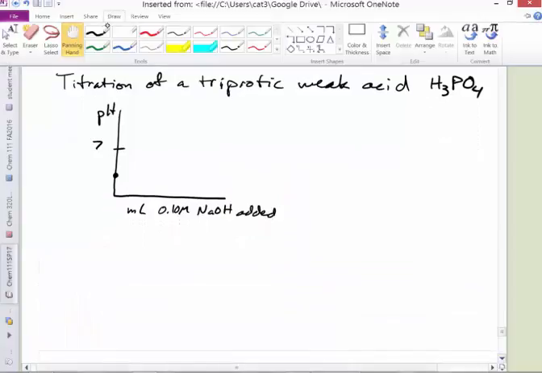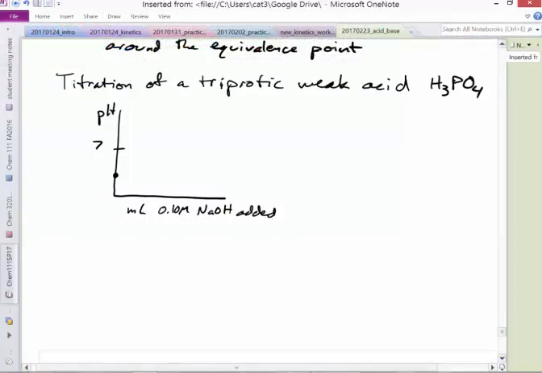Can you guess how many equivalence points those should be? Yeah, 3. You'll go through an equivalence point where you have chopped through each of those protons, one by one by one. And again, it's in the middle of the steepest rise. Equivalence point 1, equivalence point 2, and equivalence point 3.